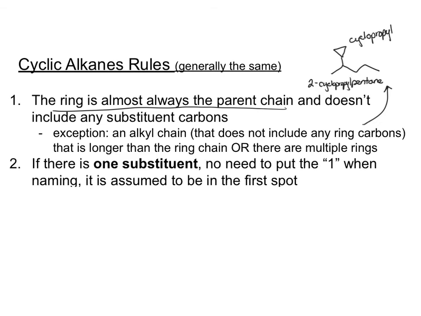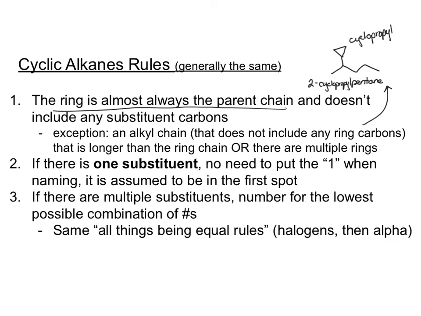So if there's only one substituent on the ring, you don't need to put a 1 when naming it because it's just assumed to be in the first spot, right? The cool thing about rings is you get to pick wherever you want to be carbon number 1. And so if we only have one substituent, we're always trying to number for the lowest possible numbers. So that one substituent is obviously on carbon 1. But if you have multiple substituents, you're going to number for the lowest possible combination of numbers, and all those same rules still apply. If all things are the same, we prioritize halogens, and if all things are still the same, we prioritize the alphabet. So really, it's not that many new rules, just a little bit different.